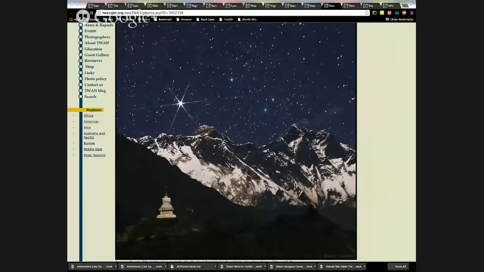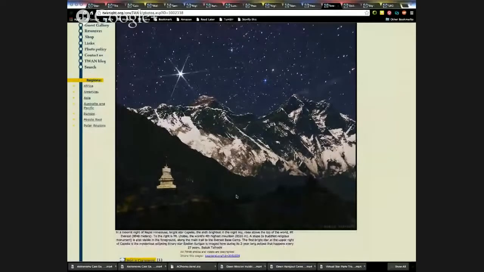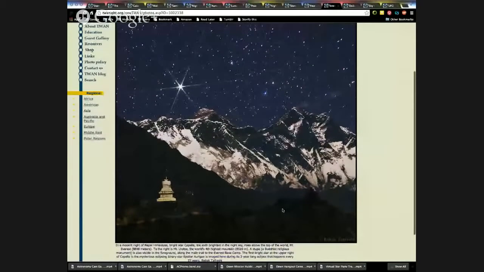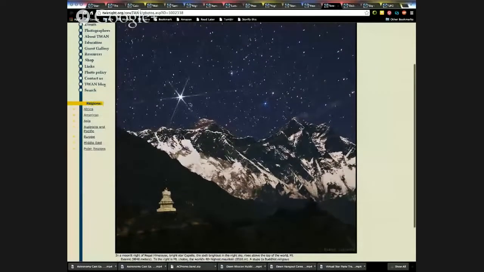Here's one of them. I was trying to find it as you were going. This is also again in the Himalayas. That's Capella, the brightest star, just right above Everest, in fact. I like that you actually have the diffraction spikes that stand out in the image. Yeah, this is with an additional filter in front of the lens, a star filter.